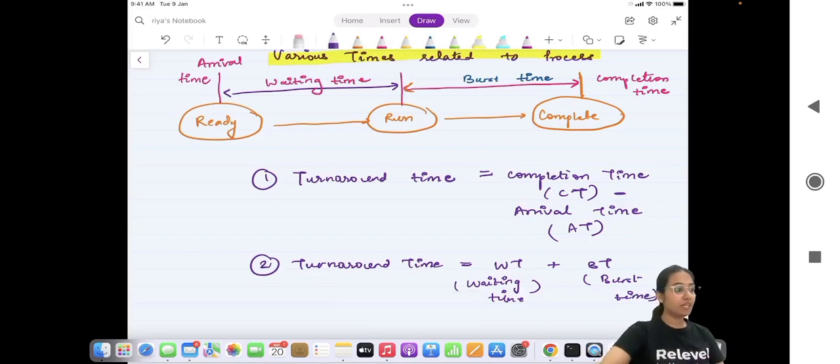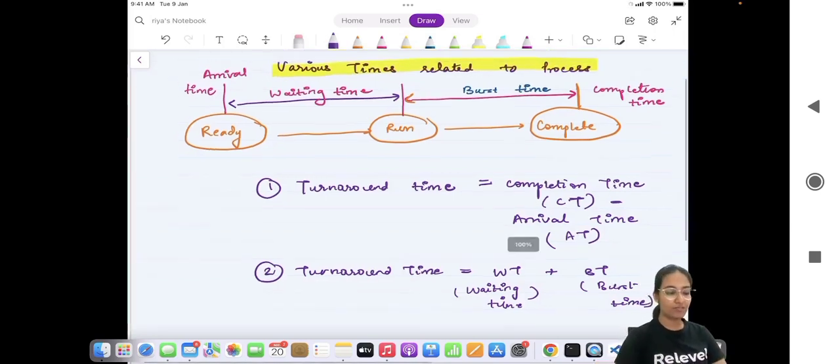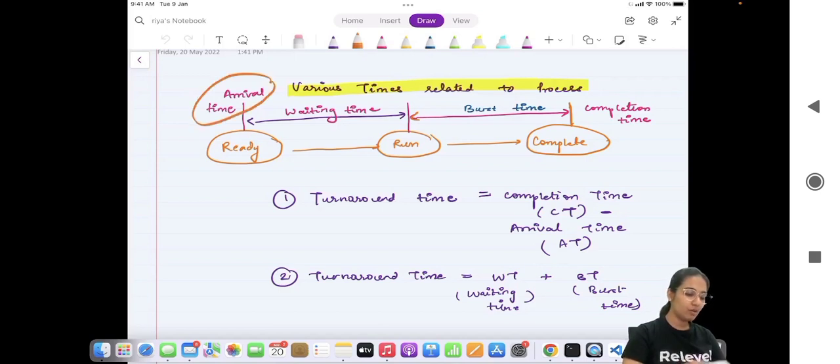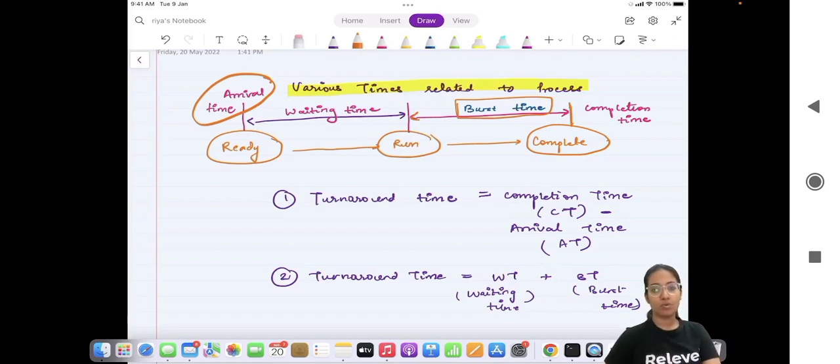Okay, and we will be using these terminologies very frequently, so it's quite important that you understand their meaning. So when we talk about arrival time, arrival time is basically the time at which a process enters into the ready queue. When we talk about burst time, burst time is the total amount of time required by the CPU to execute the whole process.